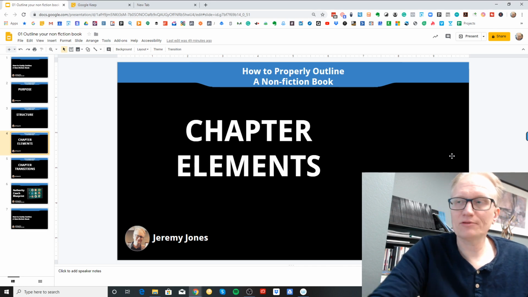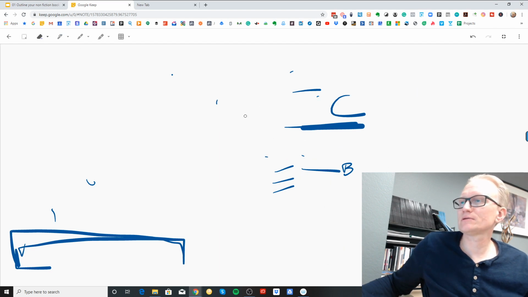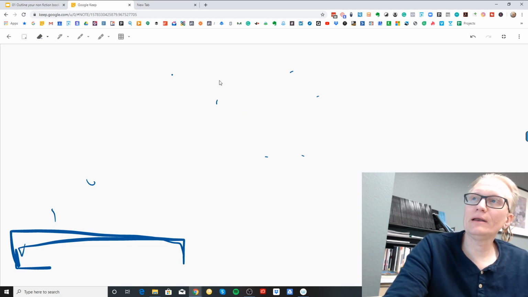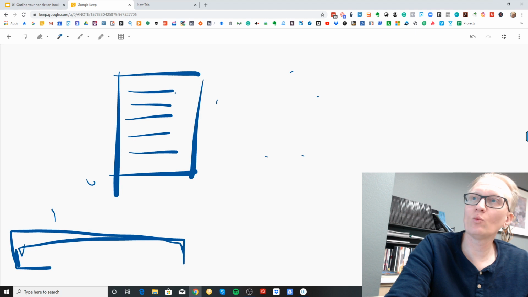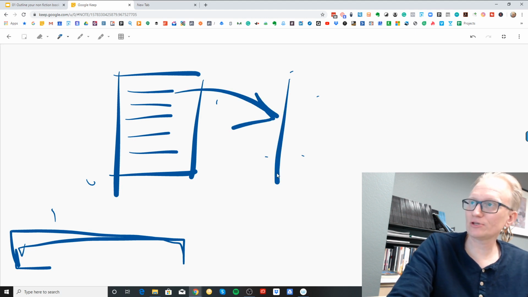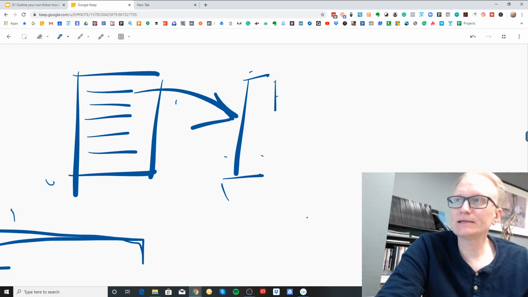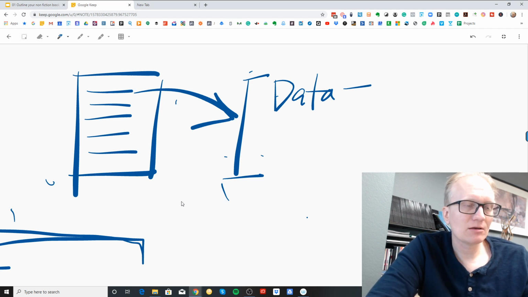So with chapter elements, what we always look at, if we're going to go back to this, let me just sketch this out for you here. Chapter elements are, now that we have a book, we have our chapters outlined, we're going to take one chapter out and look at the chapter as a whole. Chapter elements are things like data points to bring credibility and social proof and credibility to the points that you're making.